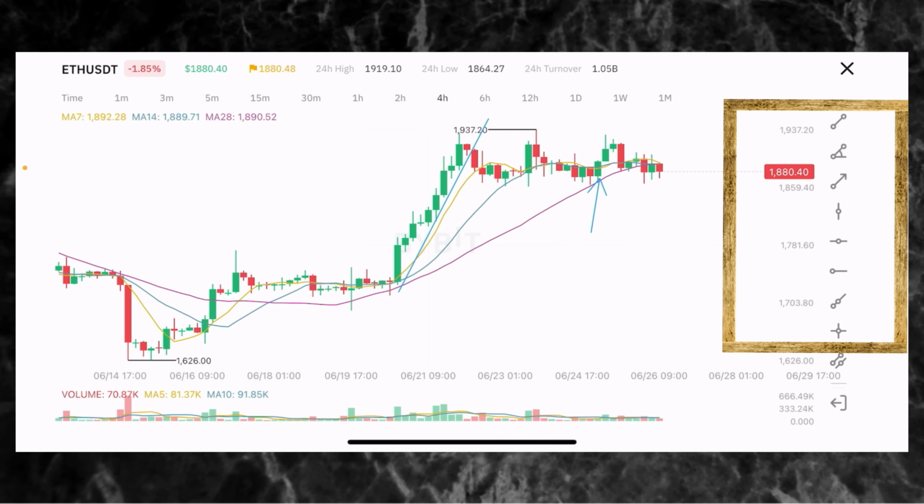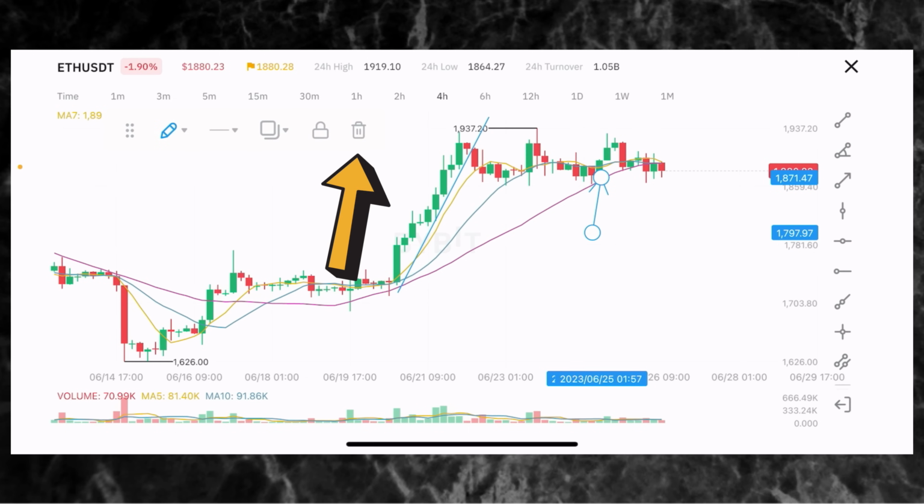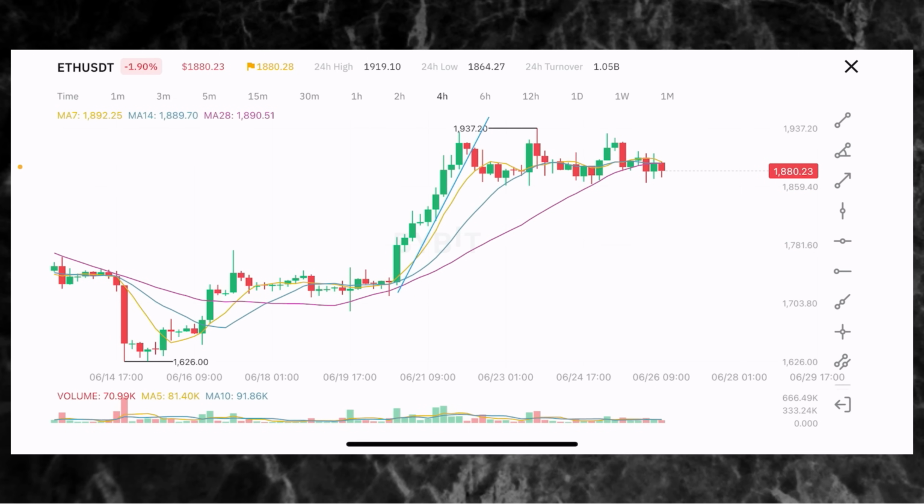So these different icons are the icons you can use for your drawings. You can just check them out on your Bybit app and try them out so you can learn how to use them. And if you want to delete these drawings on your chart, just go back to your chart and tap on it. You see this delete icon right here. Just tap on delete and select this line also and delete. So that is how you can add drawings, lines to your chart on Bybit.